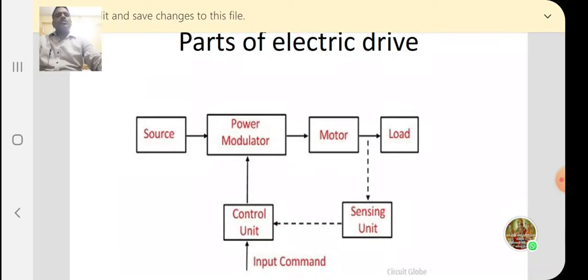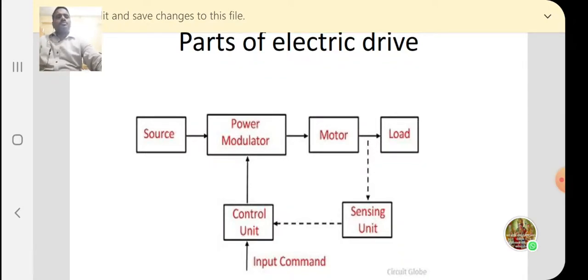And for high power we use 3.3 kV and 6.6 kV, and also 11 kV voltage in electric drives. For aircraft, the AC power supply has 400 hertz frequency, and for electric traction or locomotive, the main line is 50 kV and 50 hertz supply.